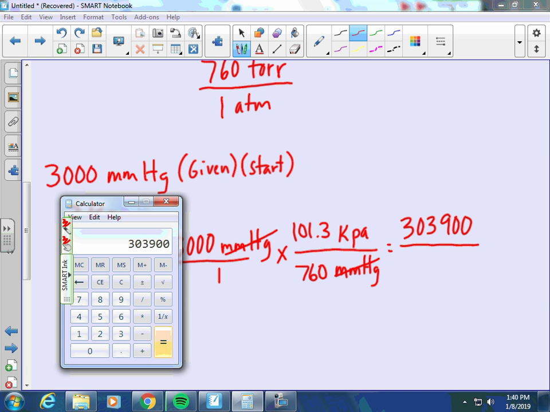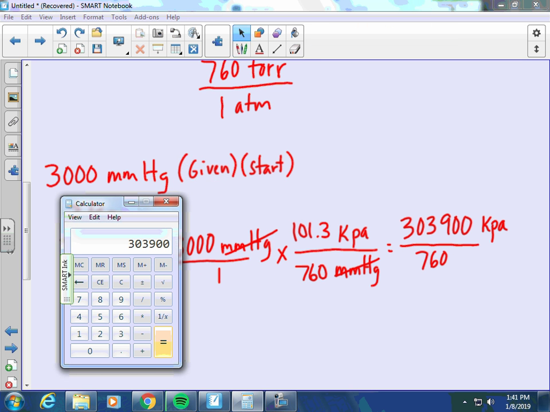We do have kPa up on top, right? So we should write that down also. Not done yet, though. I've got to multiply across the bottom. Anybody know, without using a calculator, what 1 times 760 is? 760. And if I didn't write that 1 down there to start with, I'd just have 760 on the bottom anyway. So now it's just a division problem: 303,900 divided by 760.